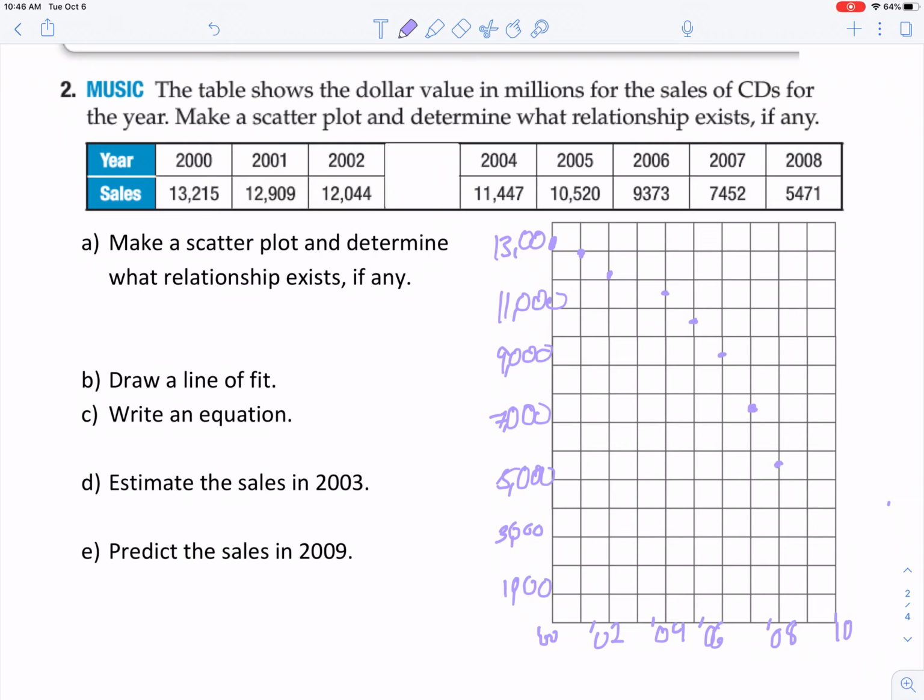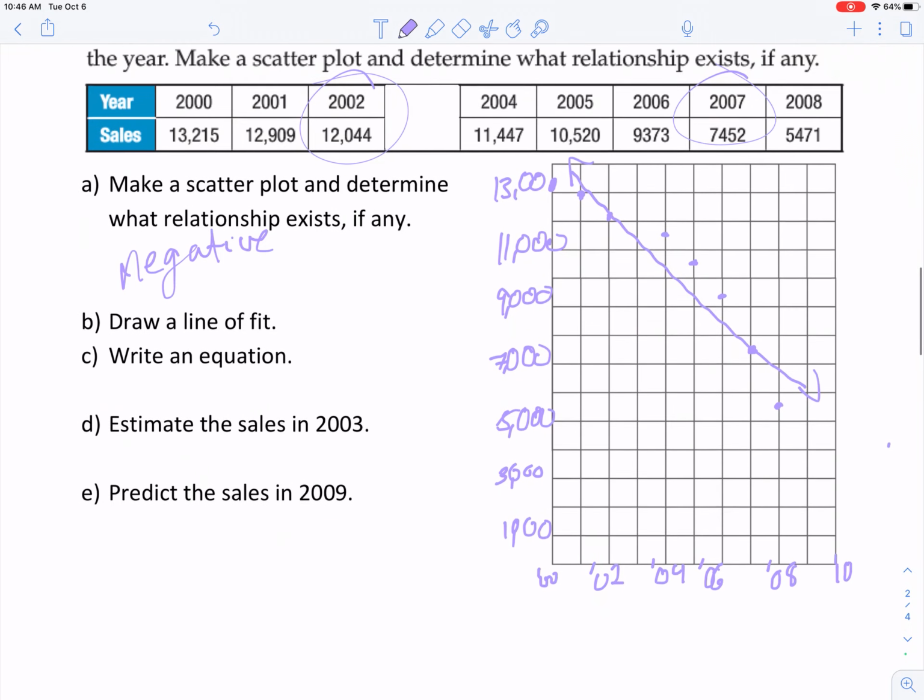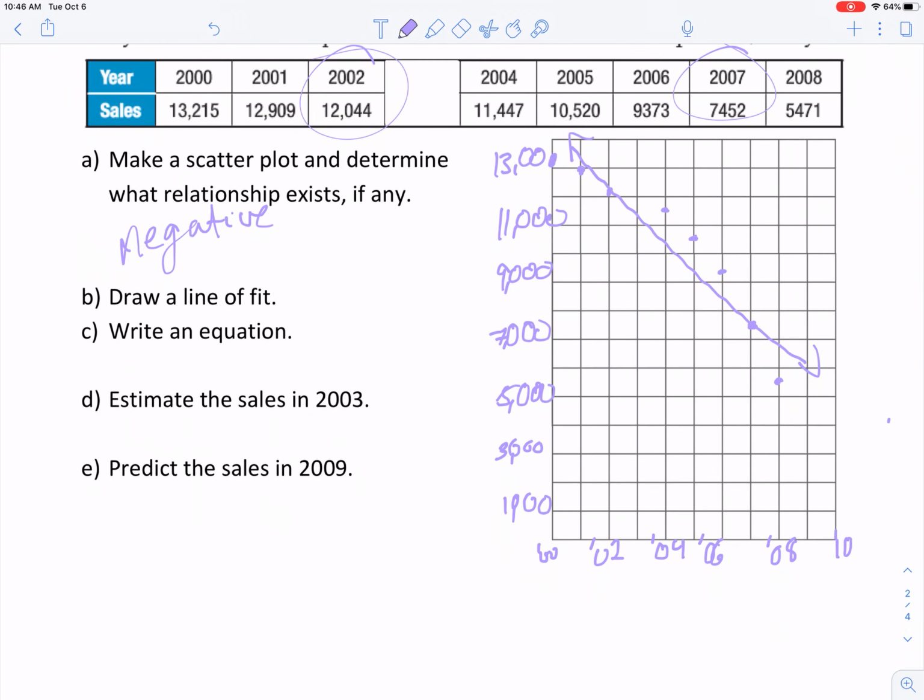All right, what you're going to do now is determine if it has a relationship. So let's go ahead and draw a line of fit. I'm going to try and make sure it goes through 2 points. That's going to help me later. And it looks like it has a negative correlation. I used the points for 2002 and 2007. That's going to help me do part C, where it wants me to actually write an equation.